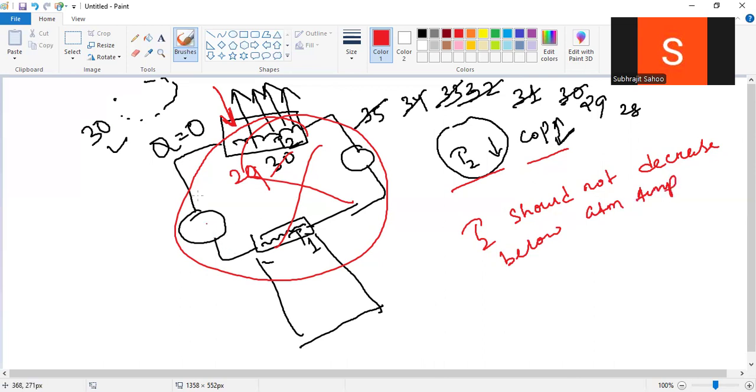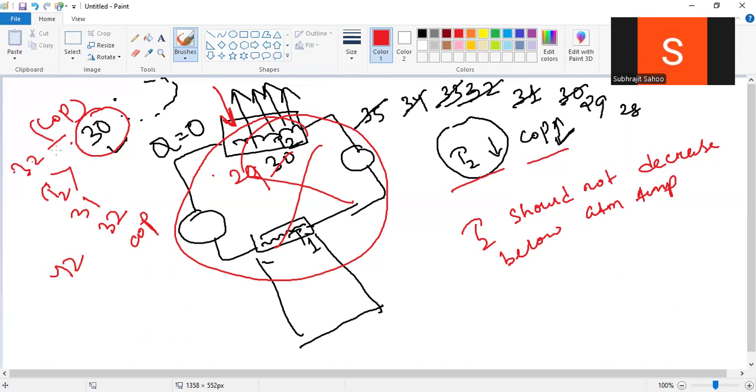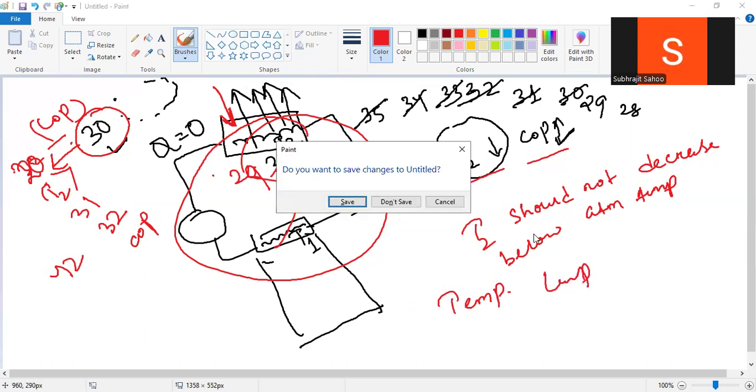If the atmospheric temperature is 30, then this T2 value should be greater than 30. It may be 31, it may be 32. So don't keep more difference. Suppose you are keeping 40 to 30, COP is automatically less. Suppose 30 to 30, less difference, so COP automatically improves. But you should not make it 20 degrees, then it will transfer in the reverse direction. So this is called temperature limitation.